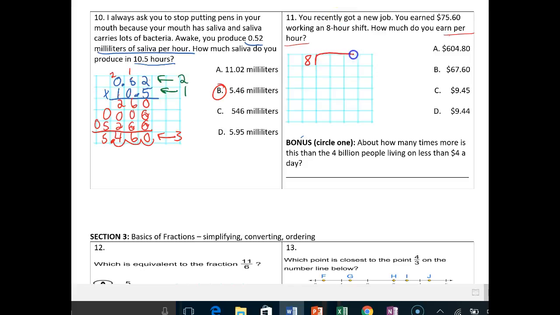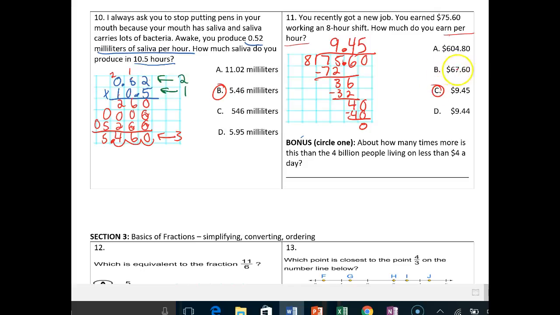8 divided into 75, put your decimal, 60. So 8 goes into 75 9 times because that's 72. Get 3 left over, 36. 8 goes into 36 4 times because that's 32. 4 left over, bring down your 0. 8 goes into 40 5 times. We get nothing left over, so $9.45 per hour.